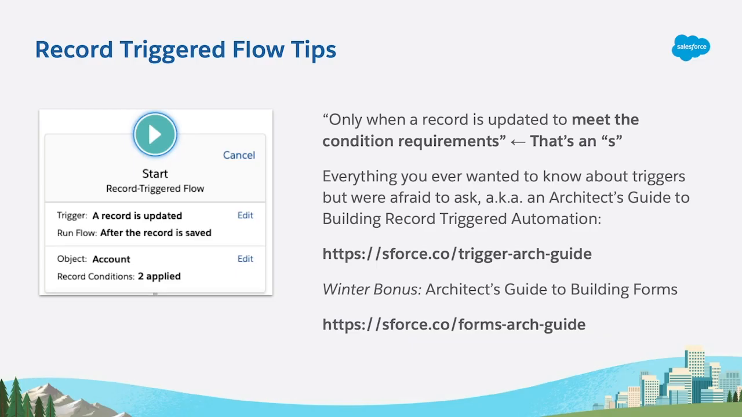A couple flow tips when it comes to record triggered flows. It's only when a record is updated to meet the condition requirements, and that's with an S. So in the quote or cases that we are now allowing you to do, it would actually meet the requirement for one of them before, and then you update and meet the other one, it still meets the requirements. So actually, you have to get it to not meet any of the condition requirements and then meet one of them in the update to actually have it trigger, which is basically what I did in the demo.